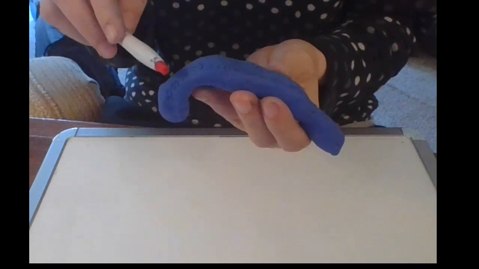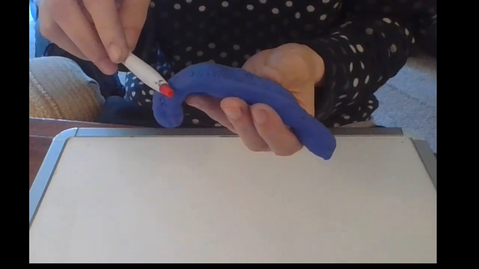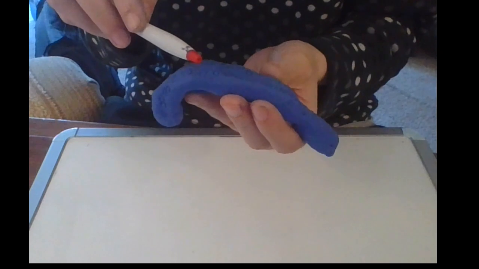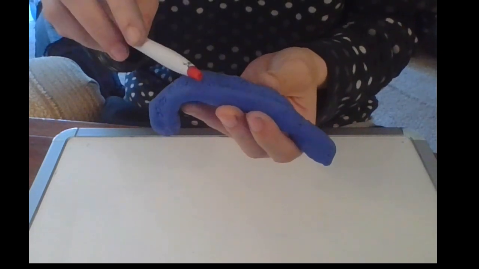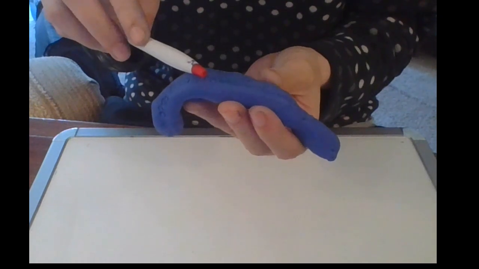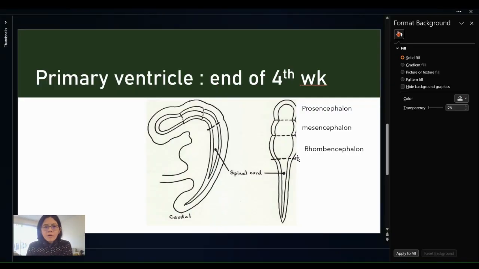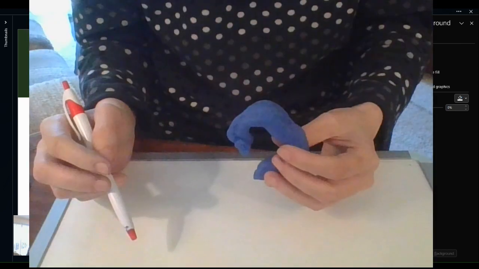The part at the cephalic flexure we call mesencephalon. And the one that is caudal to the cephalic flexure we call the rhombencephalon. This is called the primary ventricle at the end of the fourth week of embryo development. It includes prosencephalon, mesencephalon, and rhombencephalon.